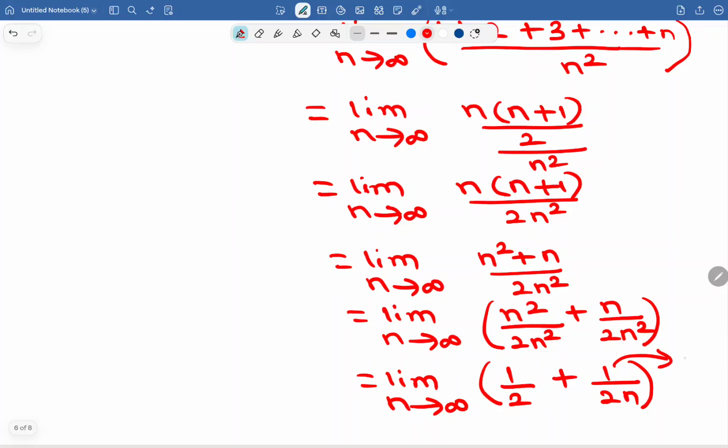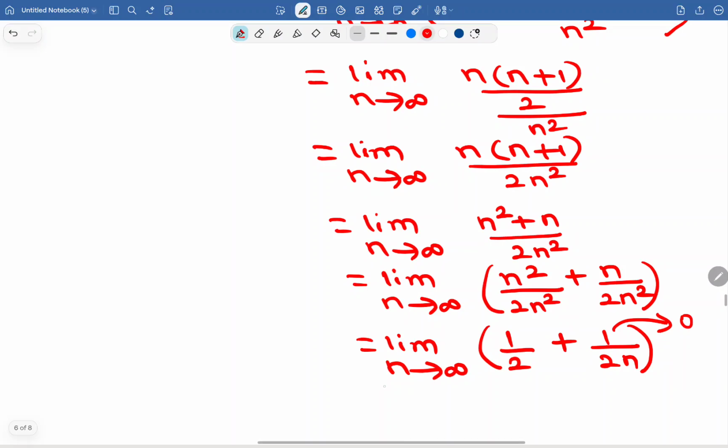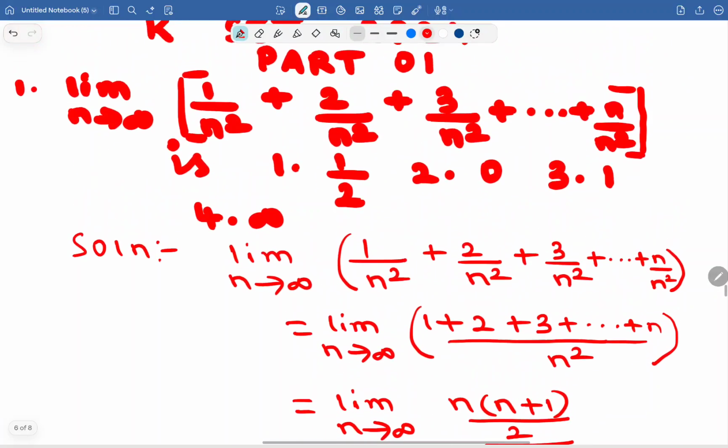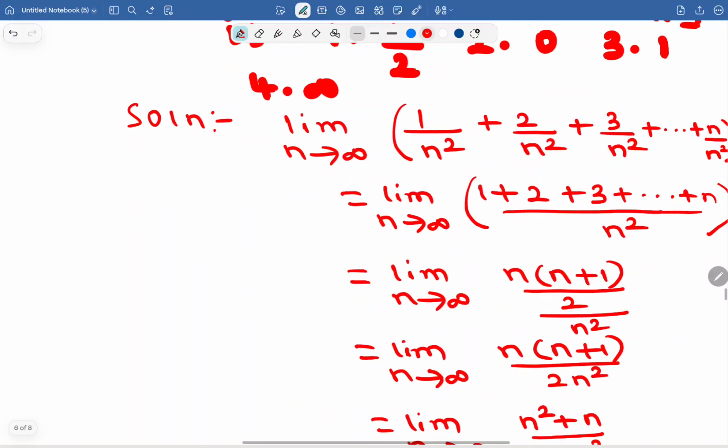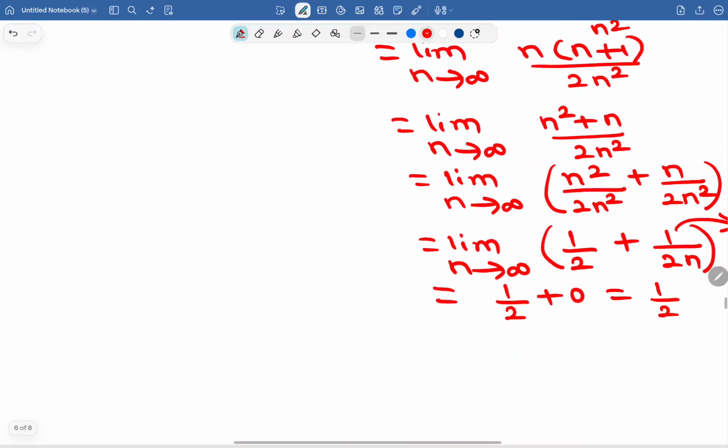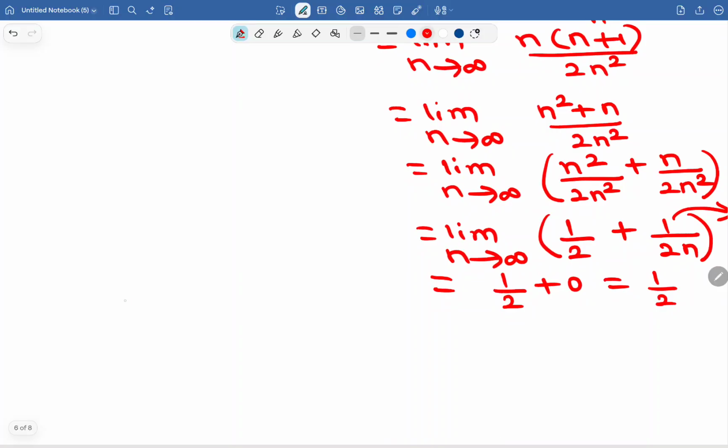The second term is 0 as n approaches infinity after applying the limits. Answer is 1 by 2 plus 0, so the answer is 1 by 2. For this problem, option 1 is the correct one. Now I am going for the second problem.